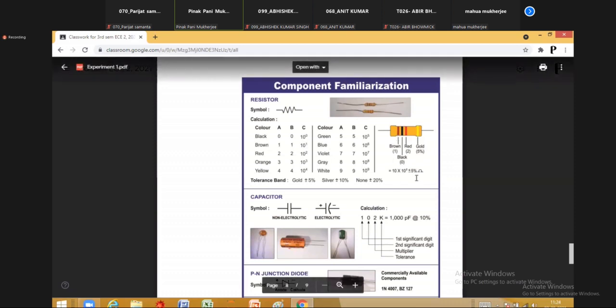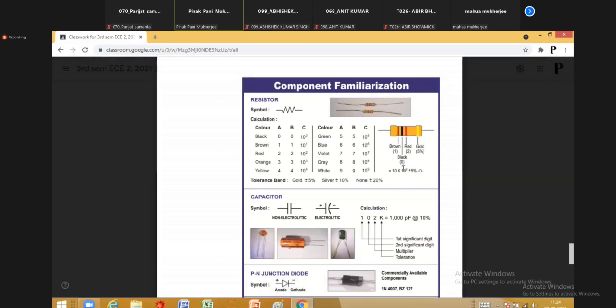Now let me discuss one example. Suppose this is a resistor you are having. On the left hand side you will have the color bands, and on the right hand side you will have the tolerance band. So this is the rule. If you alter the thing, then it will be reversed. If there are multiple bands, then those are color bands, and if there is a single band, then that is the tolerance band. You have to understand that thing first.